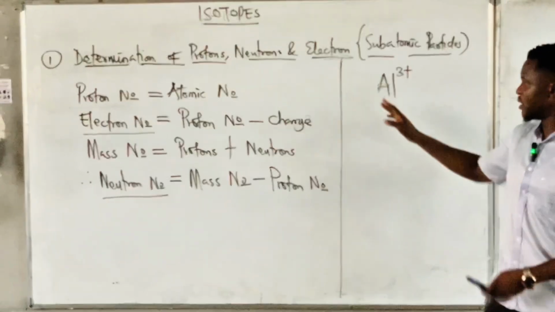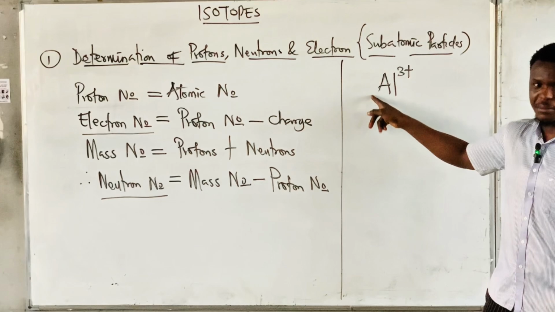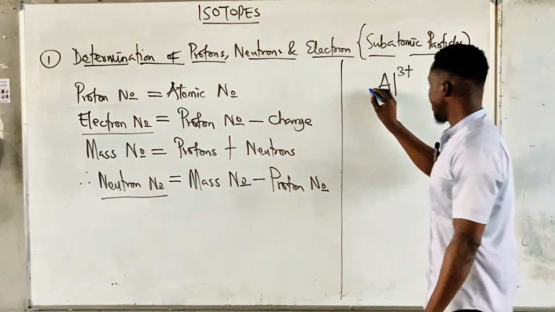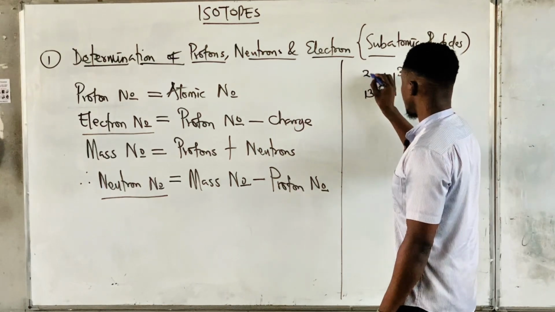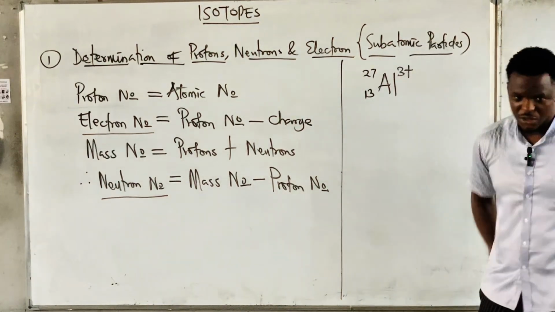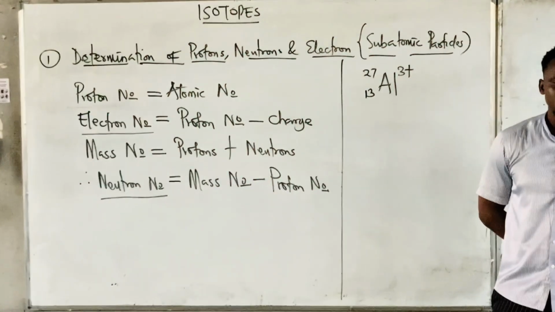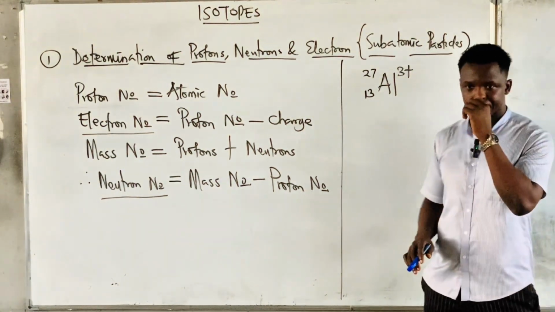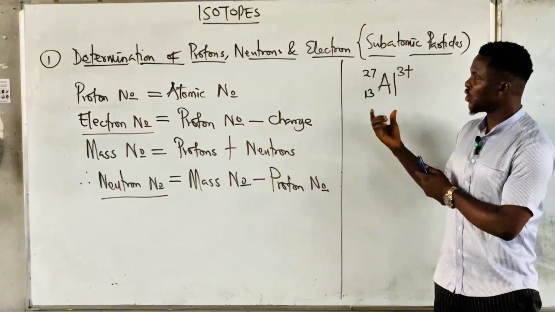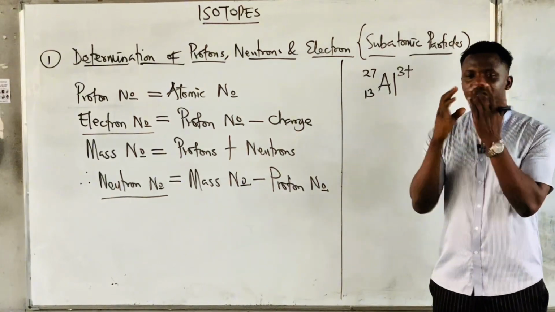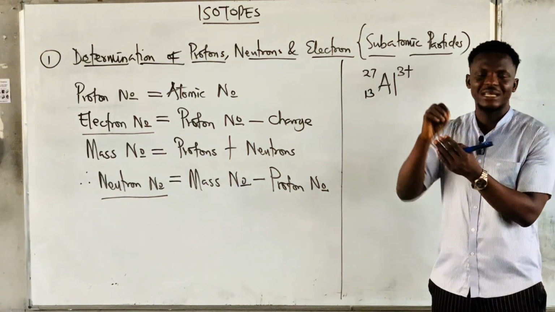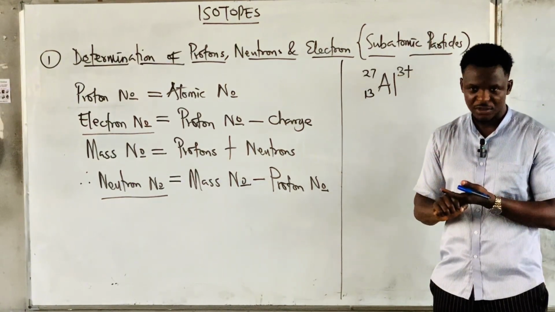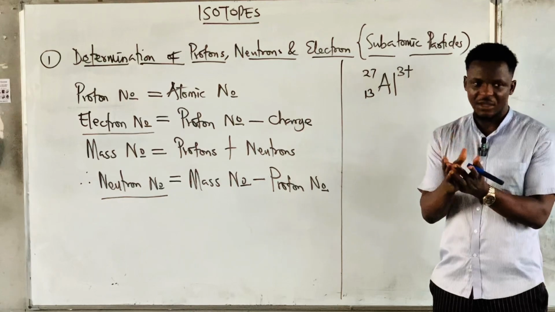Most of the times, they will not give you the atomic number and the mass number. Majority of times, they'll always give it to you. So let's assume this is 13 and this is 27. They said, determine the subatomic particles in this ion. If you're asked to determine the subatomic particles, that means the particles that are contained in an atom: electrons, neutrons, and protons. That is if they are not spelling it out directly.